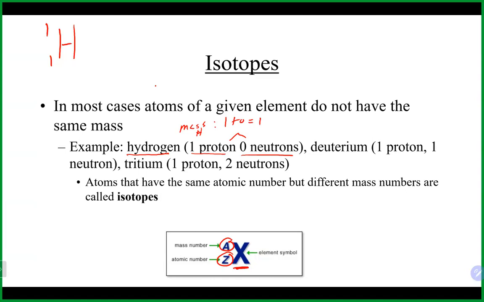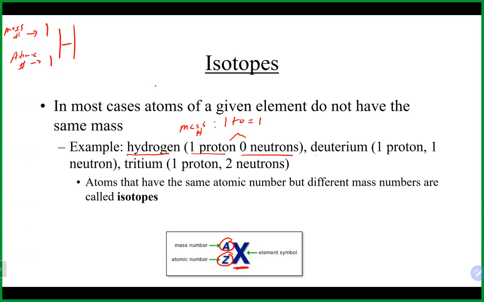If I take the top number, which is the mass number, minus the bottom number, 1 minus 1 is 0. So that's the number of neutrons, right? So top number minus bottom number gives you the number of neutrons. And once again, that is our mass number and our atomic number.